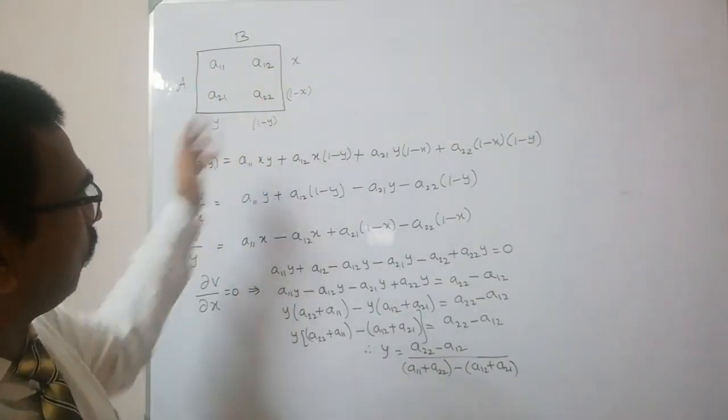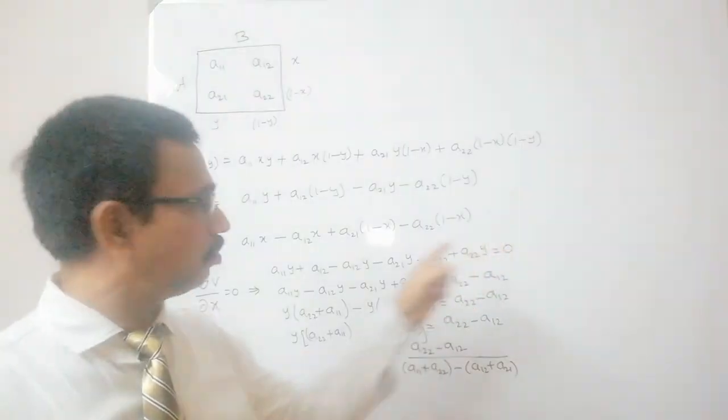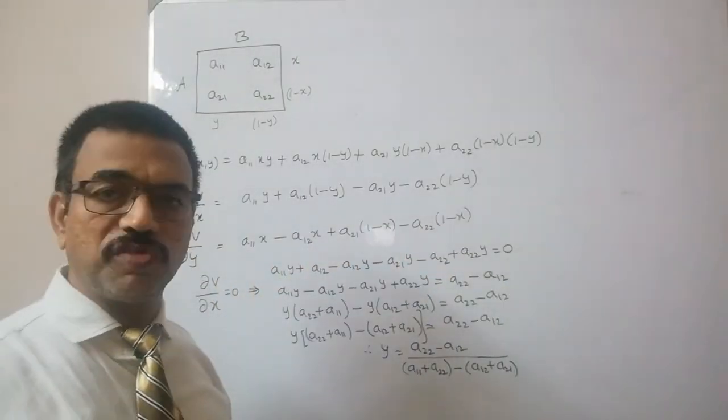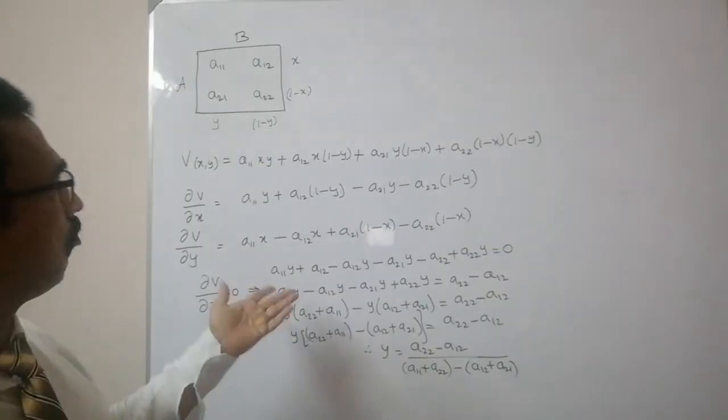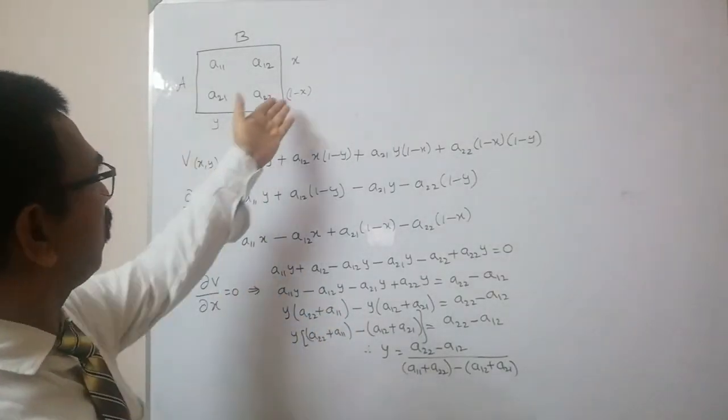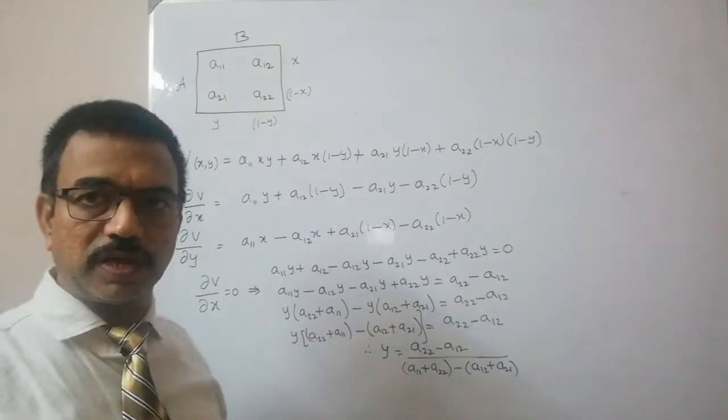Next, similarly we can find out x also by equating this expression to 0. Once we get x and y, we can get easily 1 minus x and 1 minus y.